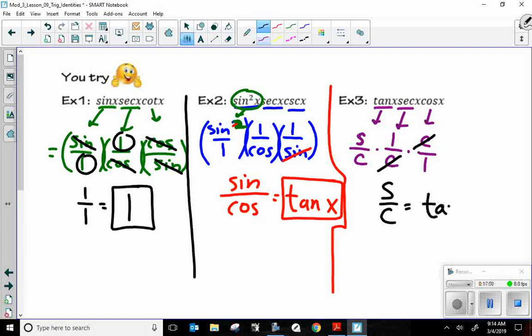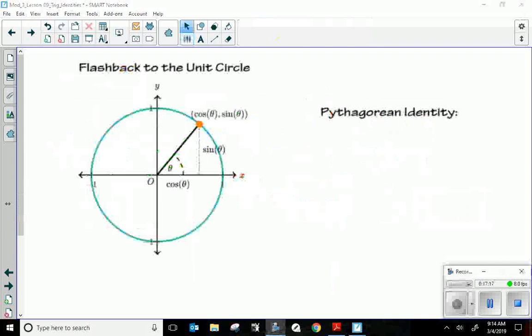And again, that's tangent. But when we write our answer, we better write it out, T-A-N, and you better put the x there, whether it's x or theta or whatever. Okay, don't just put tan. It's tan of x is your answer. Okay.